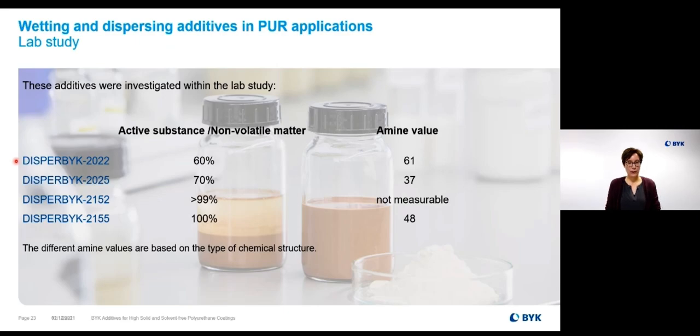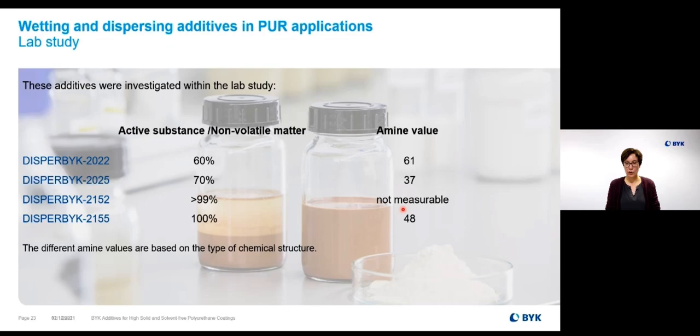We have the Dispabyk 2022. It is a CPT-based acrylate with an amine value of 61. We included the Dispabyk 2025. Also here we talk about a CPT-based acrylate with an amine value of 37. There is a Dispabyk 2152. And in that case, the amine value is not measurable.